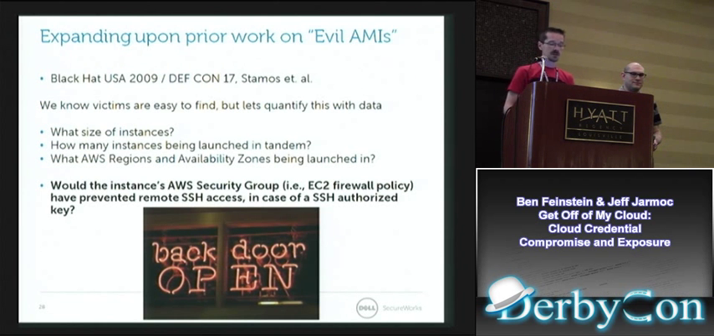So Ben already mentioned some of the work that had been done previously on evil AMIs or malicious AMIs. We did some other work to quantify this a little bit more, try and find out what the scale is: how many people could we potentially expect to compromise through publishing a malicious AMI. And then there's some interesting statistical things, not so much from a security perspective, but just in general, what regions are most popular, what size instances are people launching typically. And then the big question is really, are people using security groups correctly? And we'll talk more about security groups later.